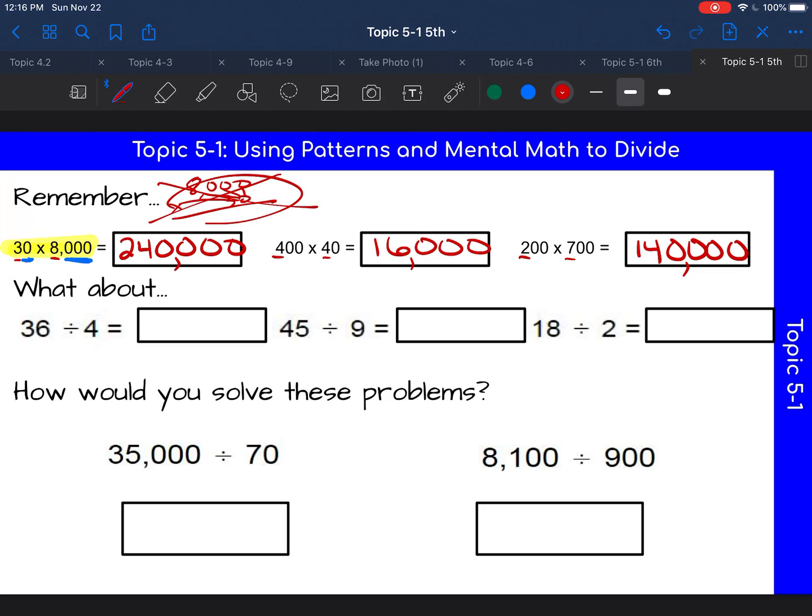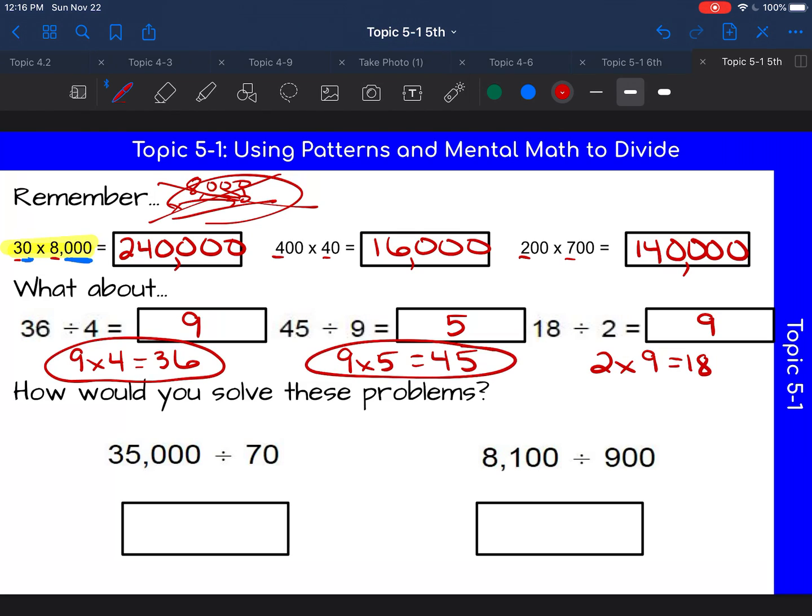Well, 36 divided by 4 is 9, and I know 9 times 4 is 36, okay? 45 divided by 9 is 5, 9 times 5 is 45, and lastly, 18 divided by 2 is 9, and to check, 9 times 2 is 18. Again, you can check your division by doing the inverse, which is multiplication, and to see if you have it correct. All right, so now let's look at these last 2 problems.